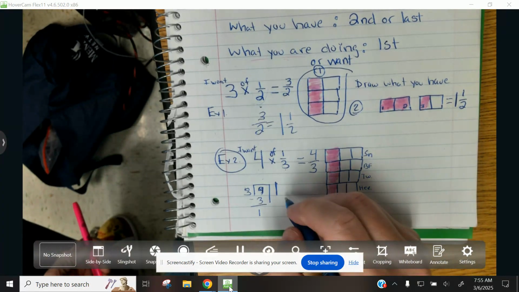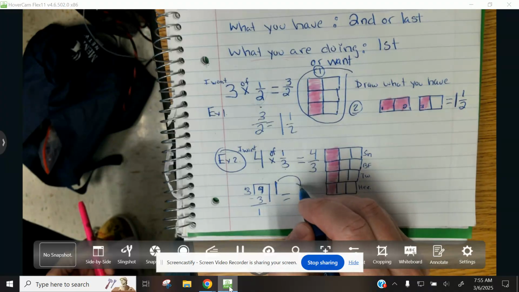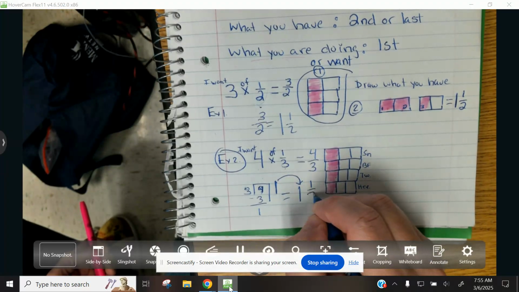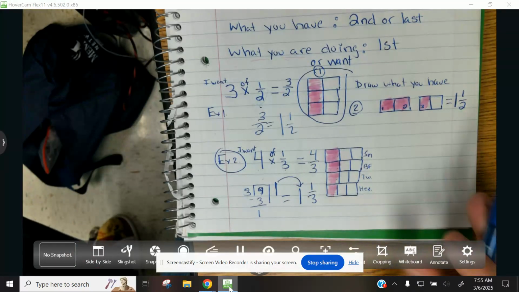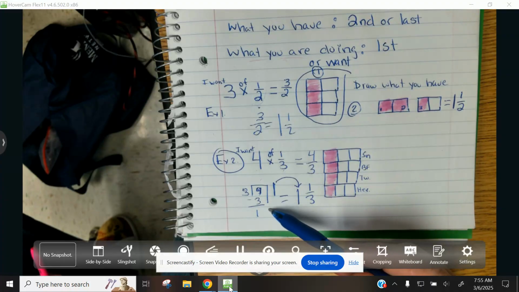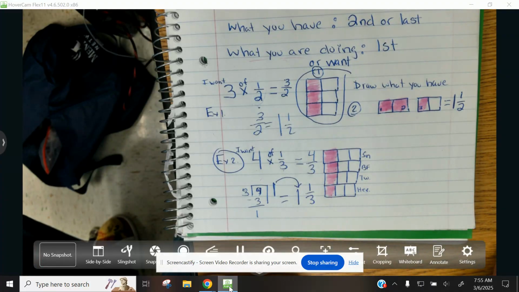Just to give a quick review. The 1 would go, that's your whole number. That's your numerator. That's your denominator. So if you forgot how to do that, there's a quick recap. So my answer would be 1 1/3. I get 1 1/3. So this is how this works.